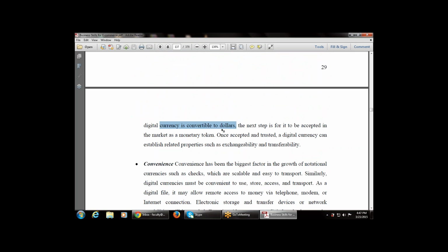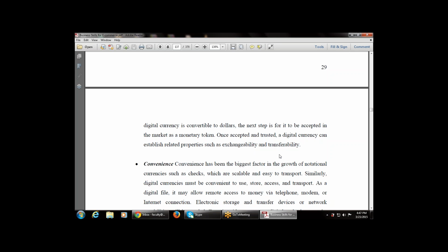Once a digital currency is convertible into dollars, the next step is to accept it in the market as a monetary token. So it must be accepted as a monetary value in the market so that it can be exchanged among persons and groups for goods and services in place of money. This provides exchangeability, and transferability, so that the value can be transferred from one person to another.